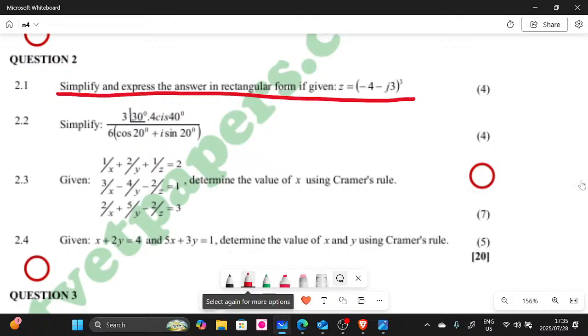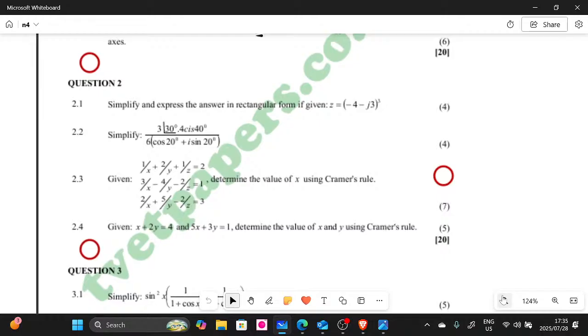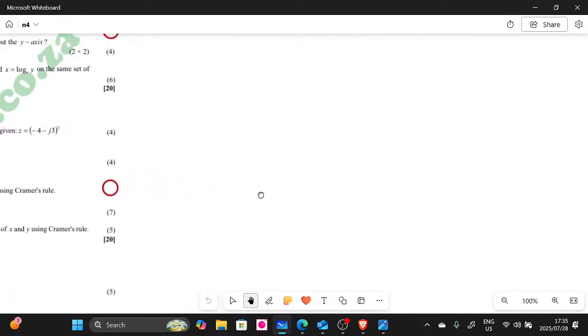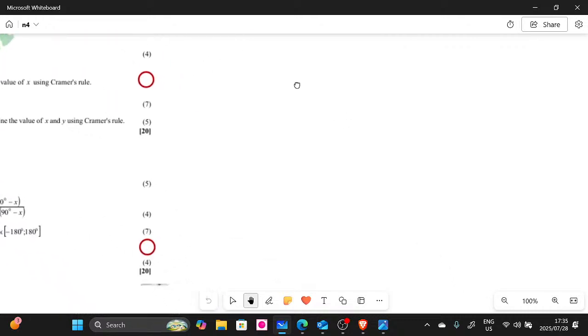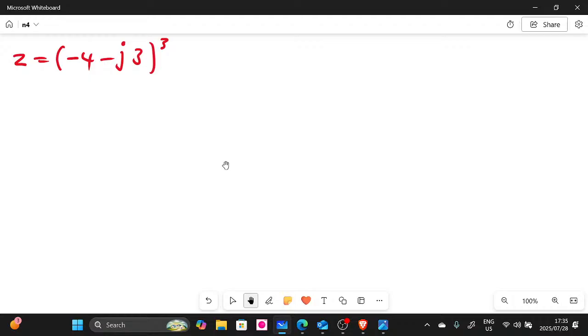So this clearly is complex numbers, guys. I'm going to copy this on the side so that we are able to do this. And remember, they say you must leave this in rectangular form, guys. You must know the difference between the rectangular form and the polar form. Now let me copy this question very quickly. So Z is equal to open bracket negative 4 minus J3 to the power of 3. J is also an imaginary number, just in case you didn't know, guys. Sometimes you use I, sometimes you use J. Usually J is for electrical students or candidates, but J or I is one and the same thing.